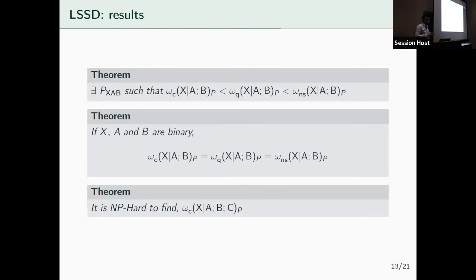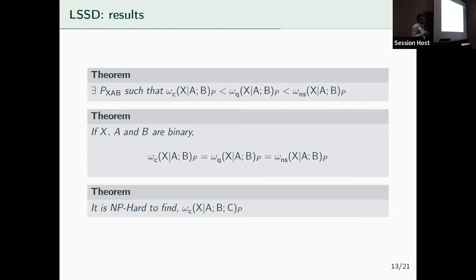Here is a list of our results. Our first result is that there exists some example where all these three quantities are different. So if you have different resources that Alice and Bob can share, you can get different precision of the estimation in this problem.